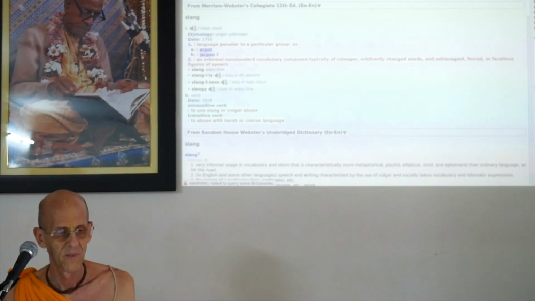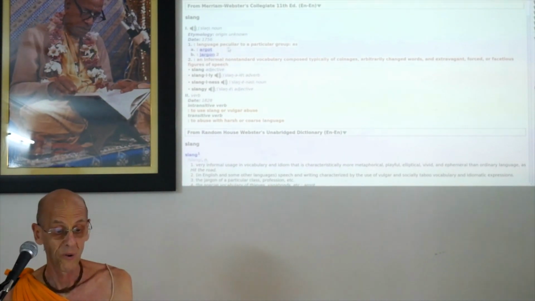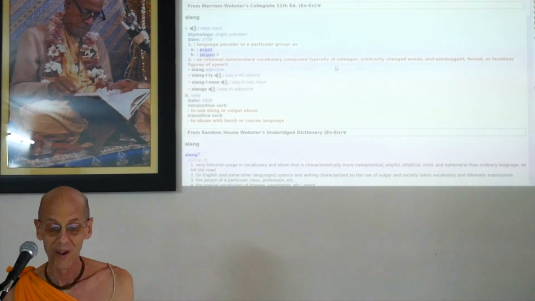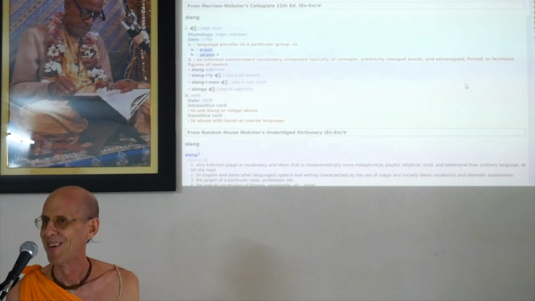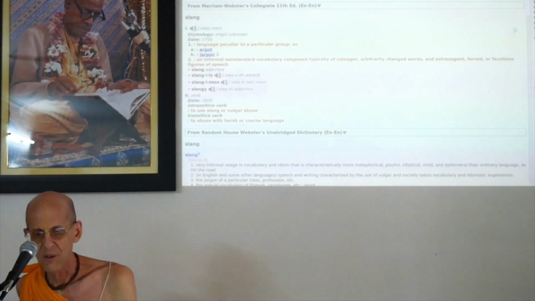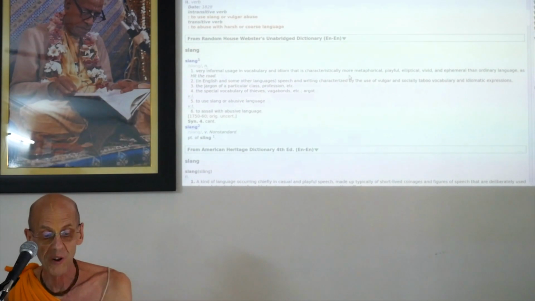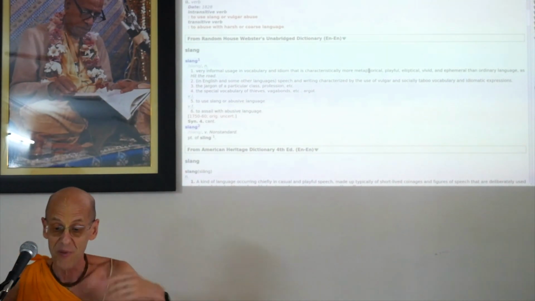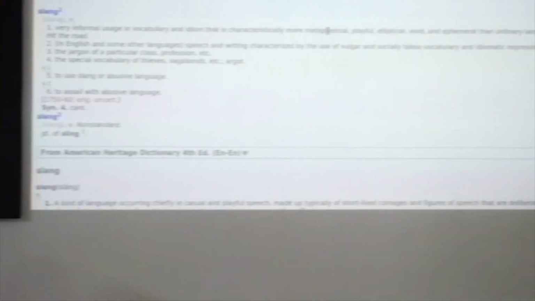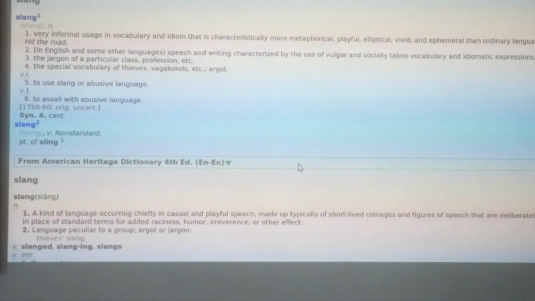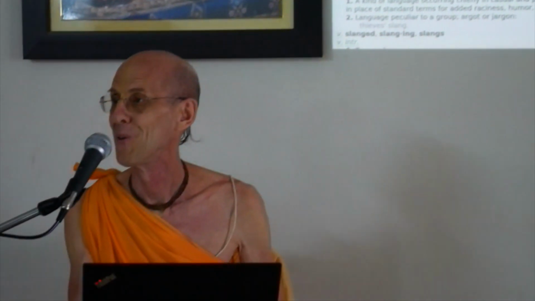Whereas slang: language peculiar to a particular group, an informal, non-standard vocabulary composed typically of coinages, arbitrarily changed words, and extravagant, forced, or facetious figures of speech. So that fits the feeling of slang more. Very informal usage and vocabulary, characteristically more metaphorical, playful, elliptical, vivid, and ephemeral than ordinary language, as in hit the road. The special vocabulary of thieves, vagabonds, so casual, playful, and so on. Slang is very good. There's black slang in America, African American slang, which is very creative and very fun.